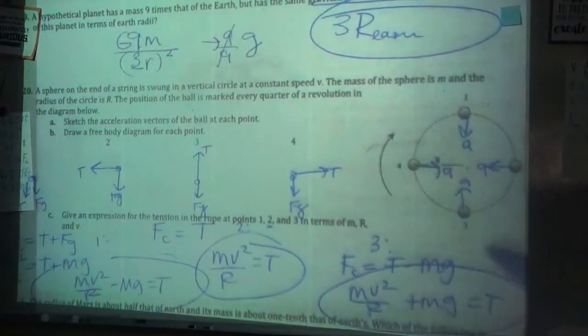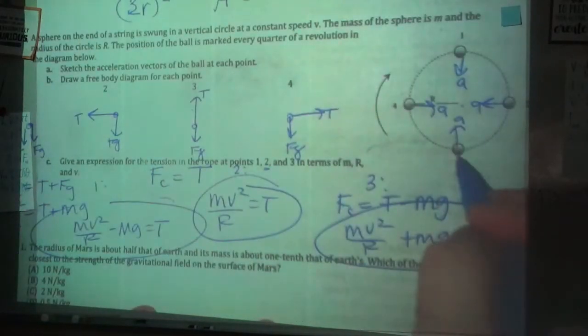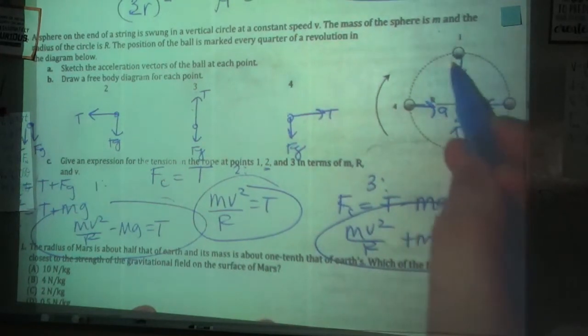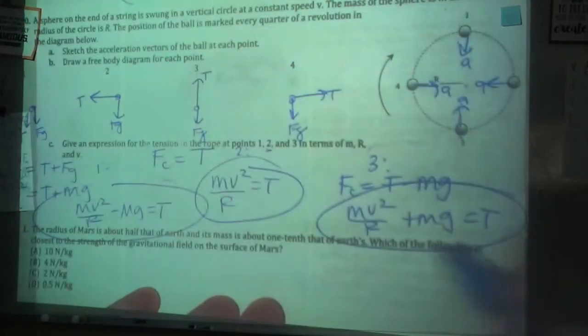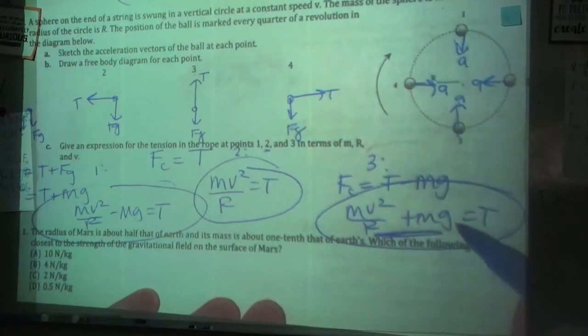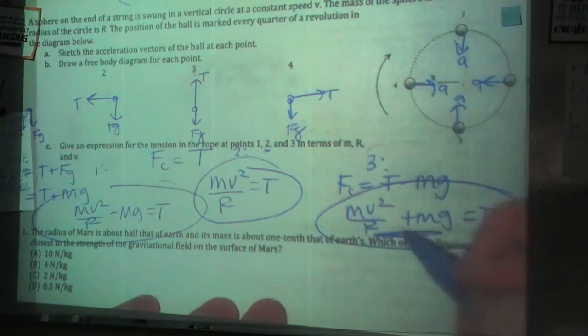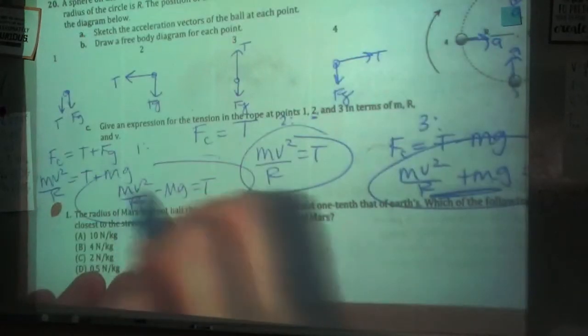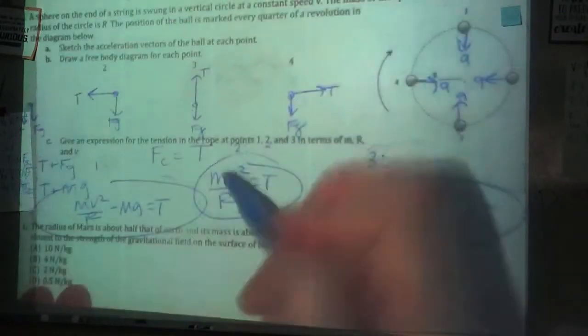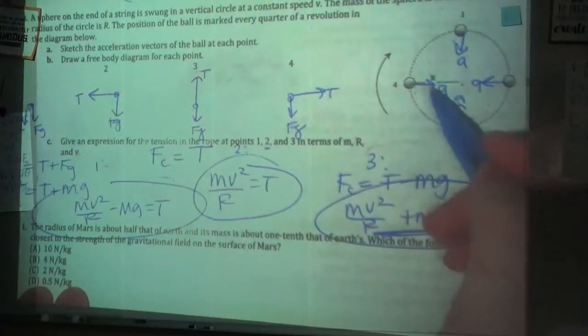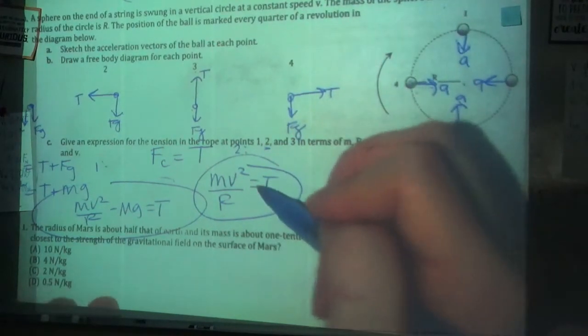And I said that tension would be greatest at 3, and it should be the least up here because gravity is helping that tension at 3, whereas here gravity is going against the tension. And that makes sense because here tension is greater because you're adding mg. Here at point 1, tension is less because you're subtracting mg. And here your tension is just your centripetal force because the gravity isn't adding or subtracting to the tension force.